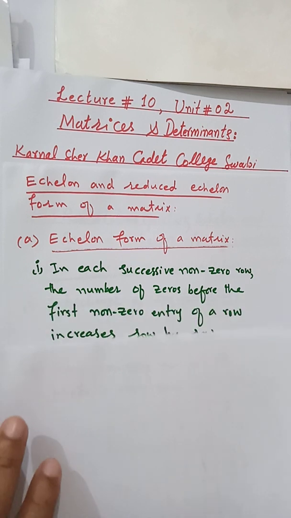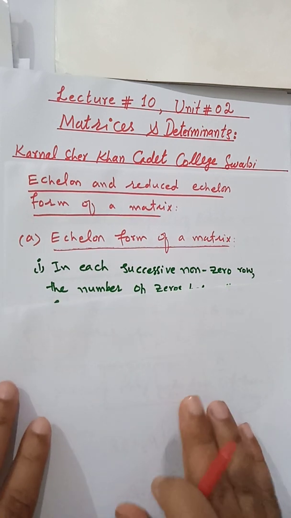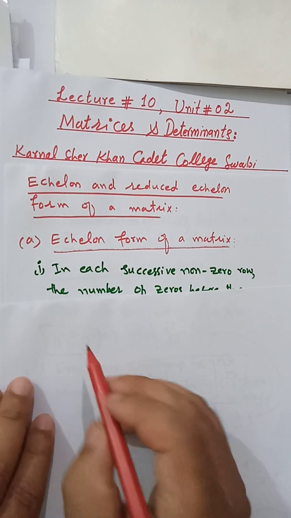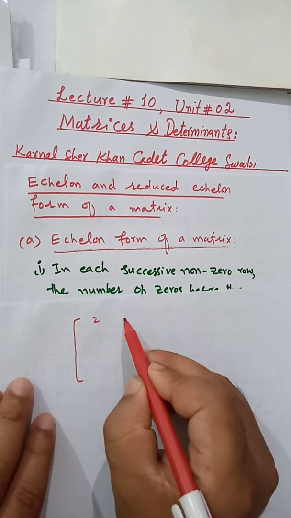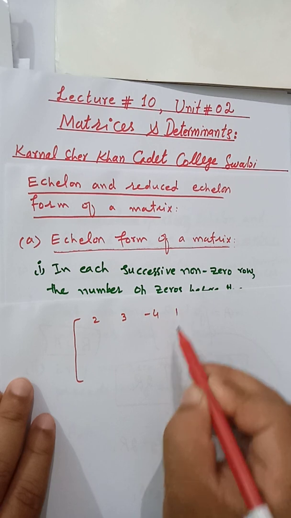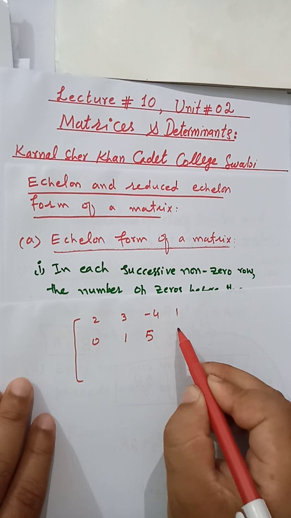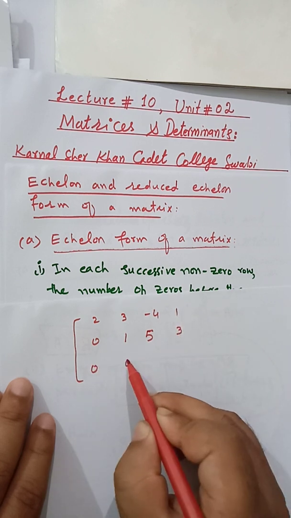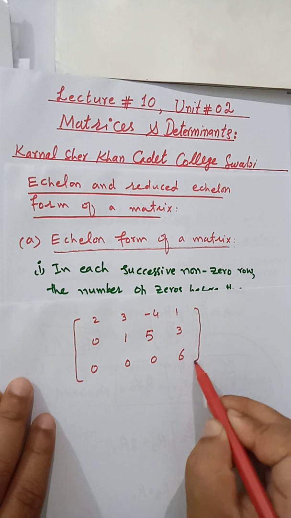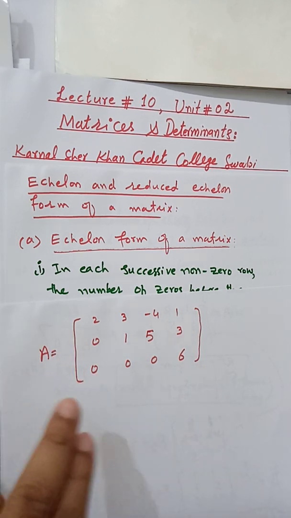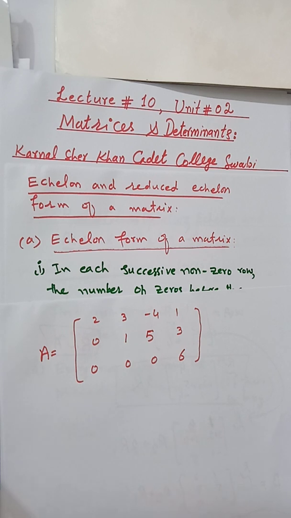Okay, I am considering an example to explain these two points. Example number 1 is the matrix with rows 2, 3, minus 4, 1; 0, 1, 5, 3; 0, 0, 0, 6. If someone asks you whether this matrix is in echelon form or not, how can you check?